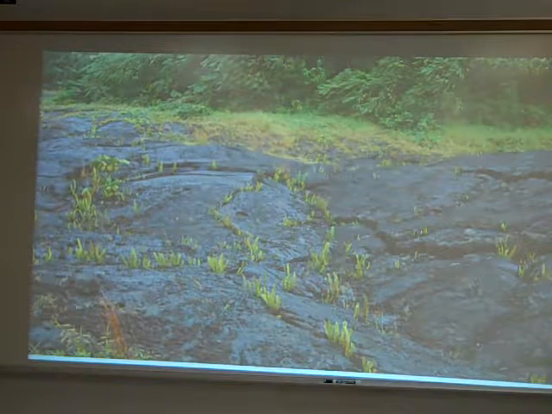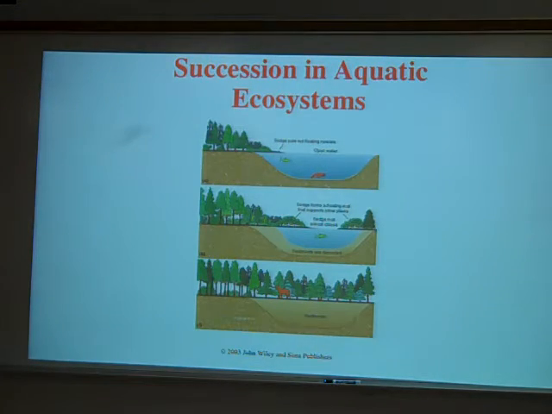Alright, so you get to see some pioneer species on lava rock. Lichens are also pioneers. Now, aquatic succession is very similar, except that the bodies of water are filling in with sediment as it goes along.